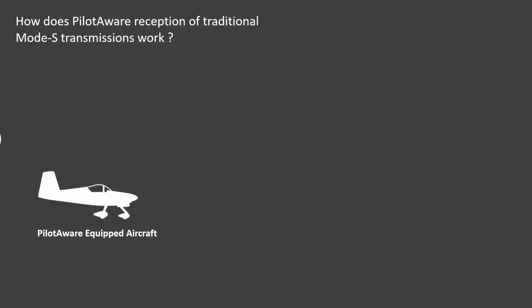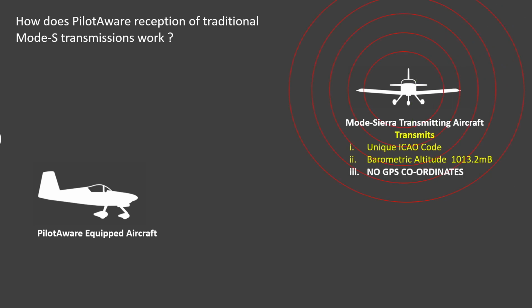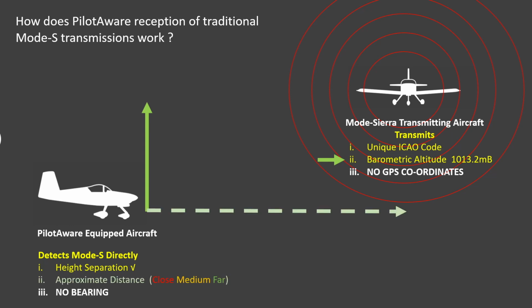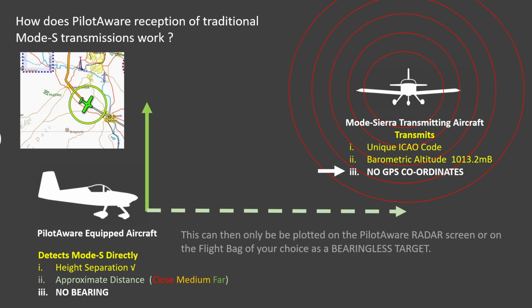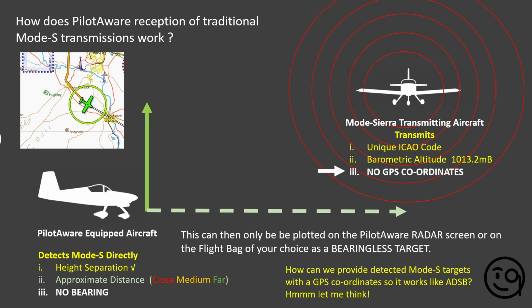In contrast, a standard MODES transmission is dumb until it is interrogated, and then there are no GPS coordinates transmitted. The transmissions are still received, and the vertical separation can be calculated. However, the horizontal distance can only be estimated by the rate of change of power and the sensitivity selected by the user. No bearing can be calculated at this stage. The result is that it can only be shown as a bearingless target on the screen. This is better than nothing, but it is incomplete.